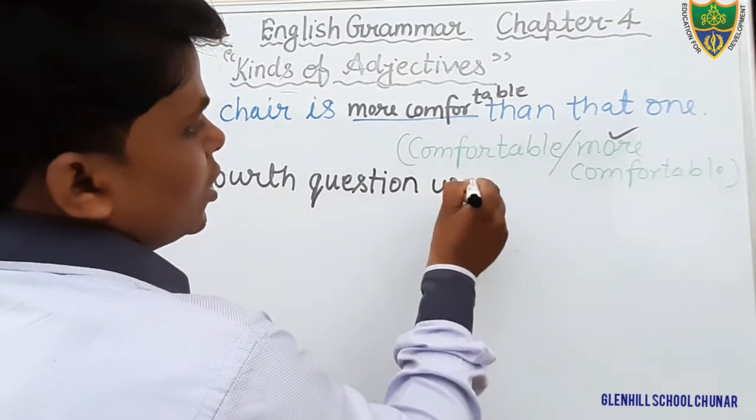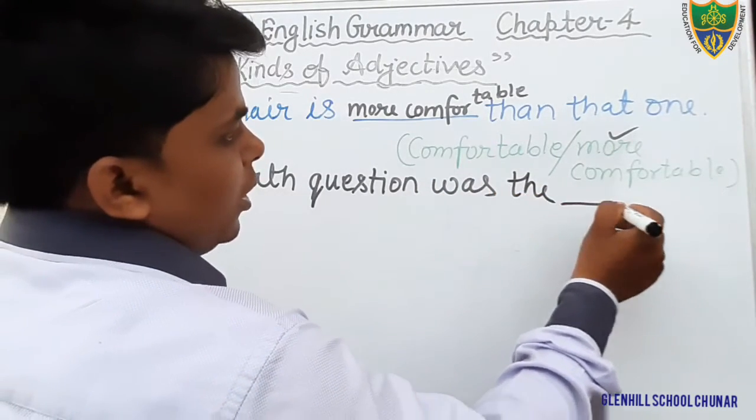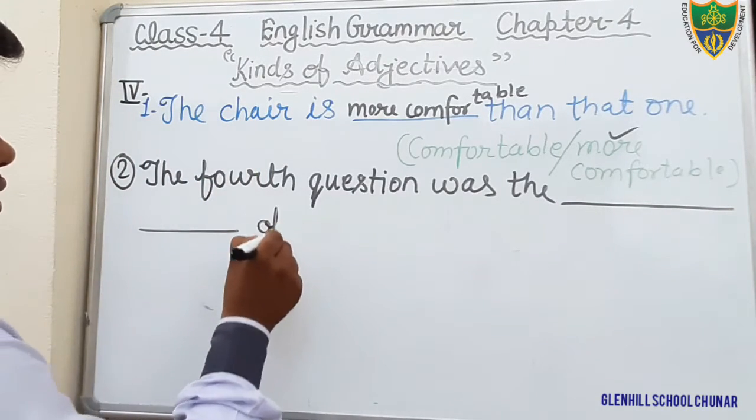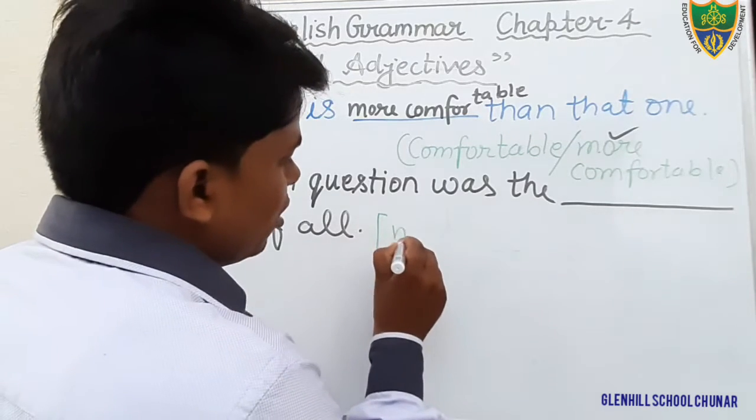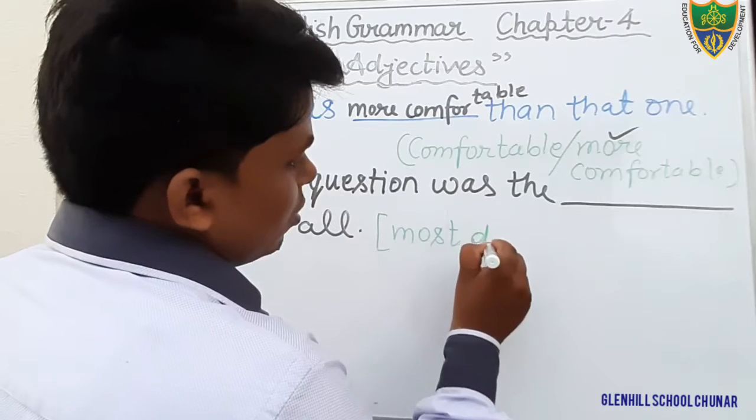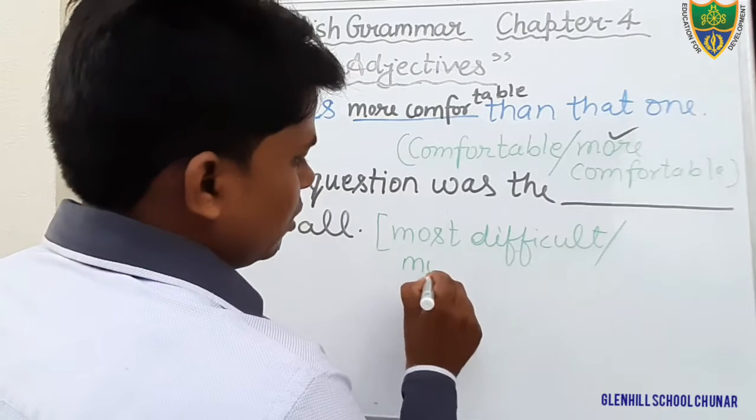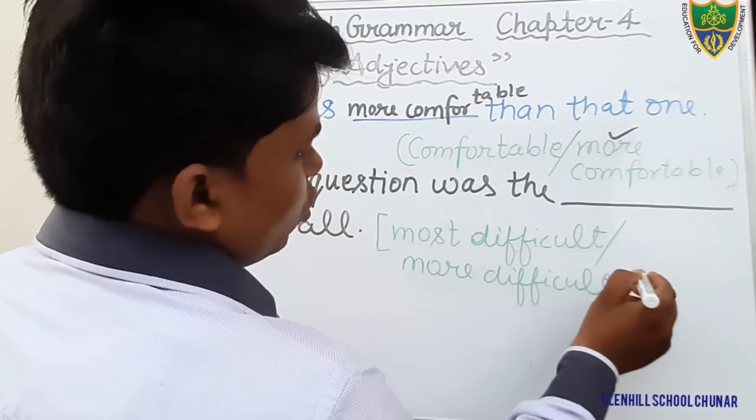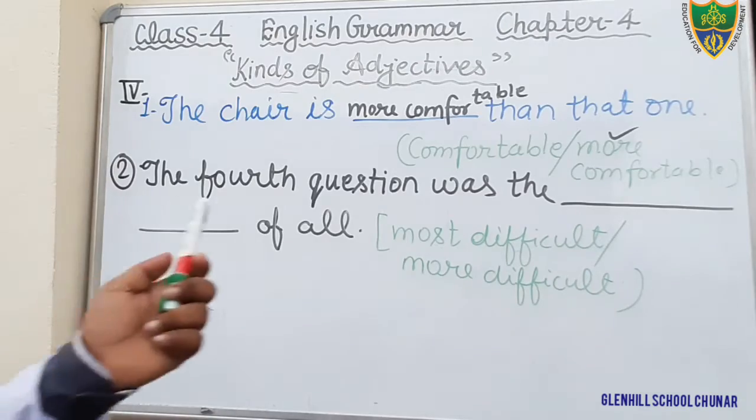The fourth question was, dear students, just see here, the, and there is a blank. Of all. Okay, this is the question, and the options given are most difficult and more difficult. Okay, these two options are given, and the sentence is what? The fourth question was the.